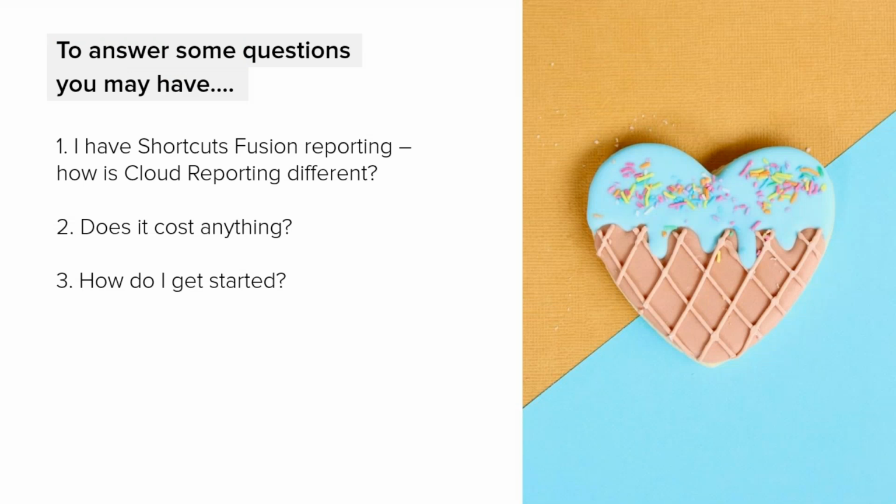So just to get ahead of some of the questions, if I have Shortcuts Fusion reporting, how's cloud reporting different? It's actually more flexible when it comes to the cloud. As you can see, the graphs, the charts, the ability to filter down specific data, it's much more functional in the cloud. All of those numbers are exactly as they would be in point of sale, but you have a lot more flexibility.